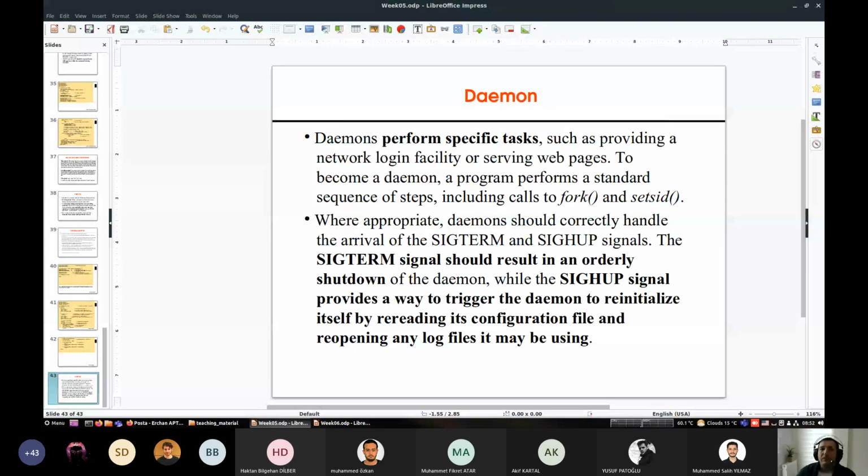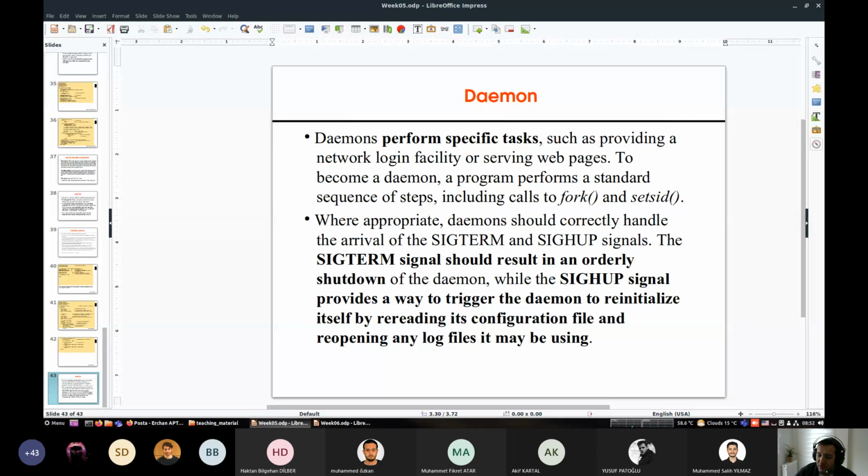daemons of course perform some specific tasks, such as providing a network login facility, serving web pages, and so on. Here we have a summary of the previous example. It performs a standard sequence of steps. It is the same for all the daemons, including multiple calls to fork, two calls, and of course, setting the session ID.